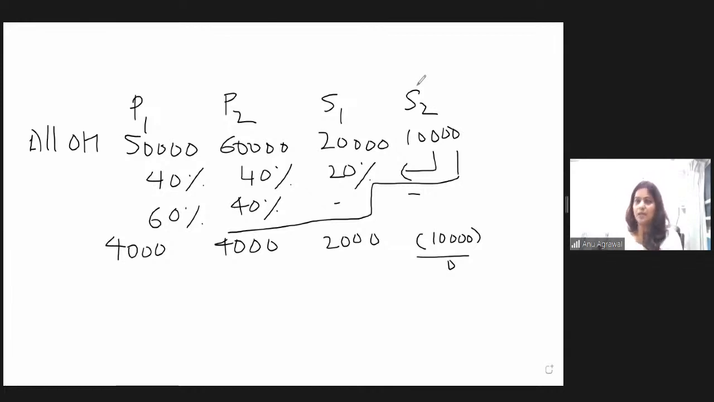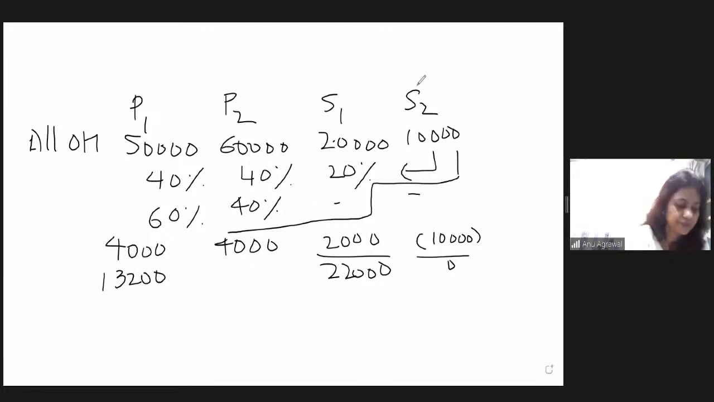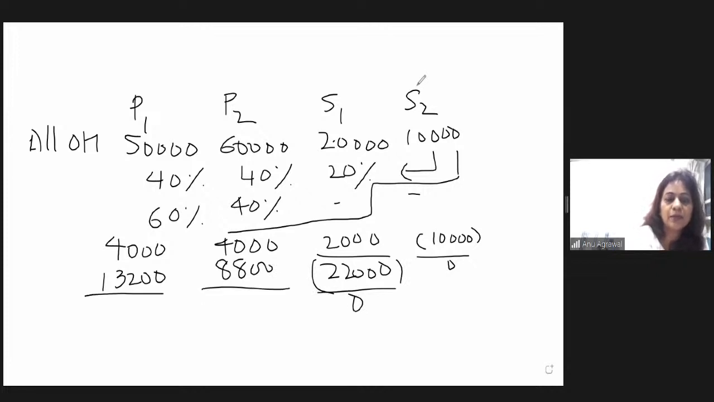Yes? And here, this is 22,000, 20 and 2. Now, this 22,000 you divide between P1 and P2. So it'll be 13,200 and 8,800. So this becomes 0. And the total expenditure on P1 would be 50,000 plus 4,000 plus 13,200, which is 67,200. And for P2 it will be 60,000 plus 4,000 plus 8,800, 72,800.